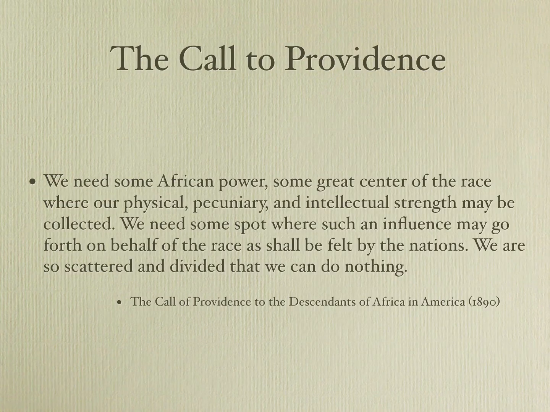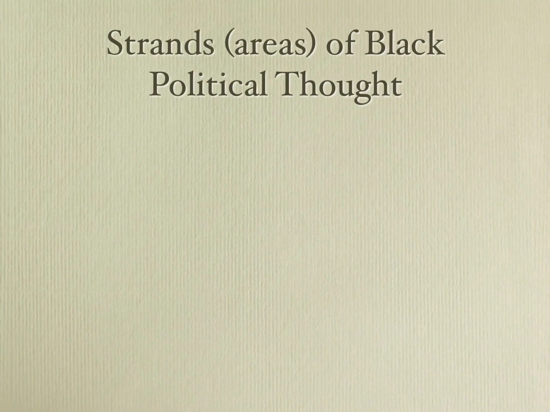And there are some very powerful words that Blyden wrote, and we'll just go over these right here. And he says, quoting, "We need some African power, some great center of the race where our physical, pecuniary, and intellectual strength may be collected. We need some spot where such an influence may go forth on behalf of the race as shall be felt by nations. We are so scattered and divided that we can do nothing." So there are two common threads here, and the one is that we just need a place where black people can collect ourselves and to begin to rebuild our lives, and also the fact of we are not united. And this would be a common thread during this time period, the unity of black people, not only in the United States, but in the world itself.